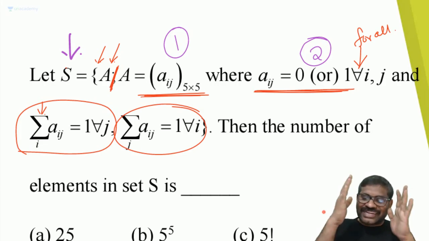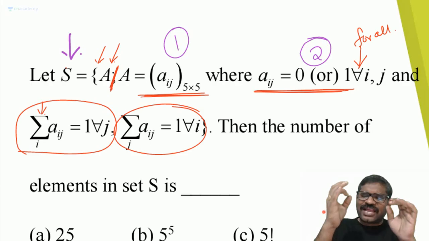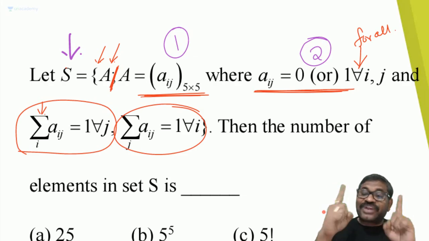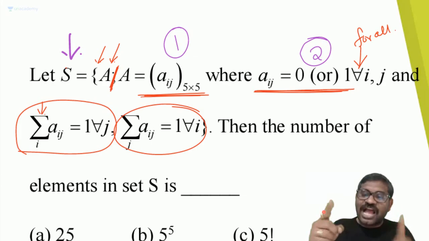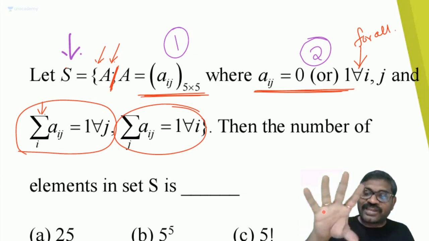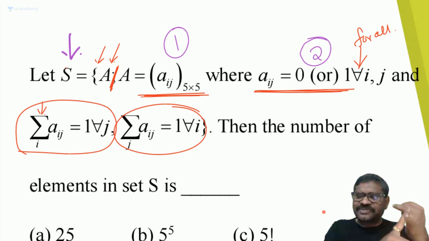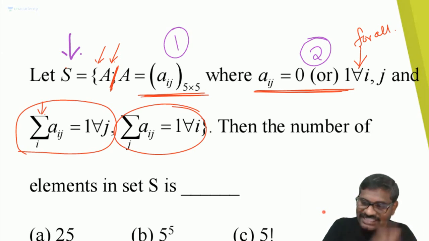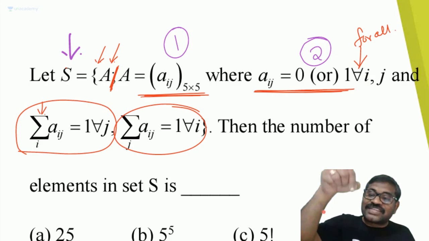Your set consists of different matrices of order 5 cross 5. That is the first condition. Second condition, all the matrices are distinct. In the distinct matrices, every entry is either 0 or 1.